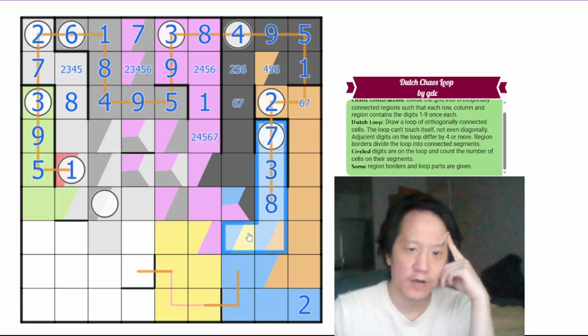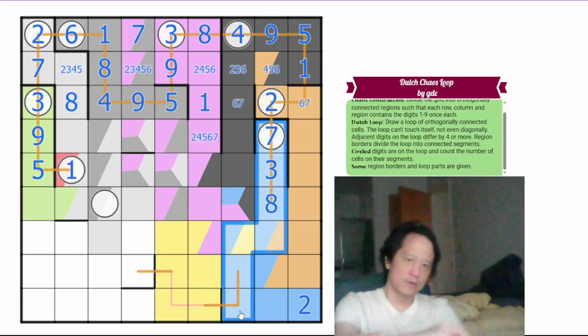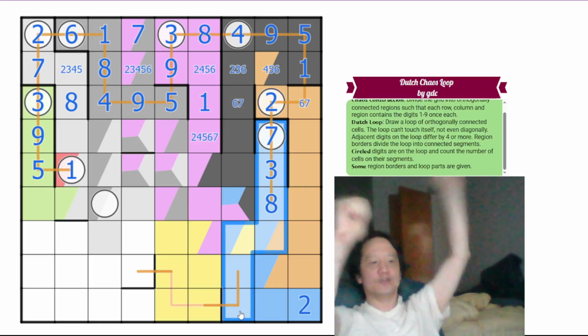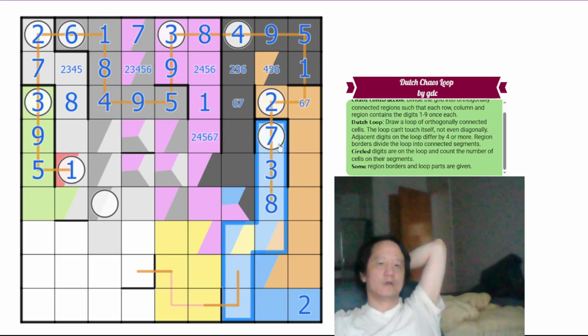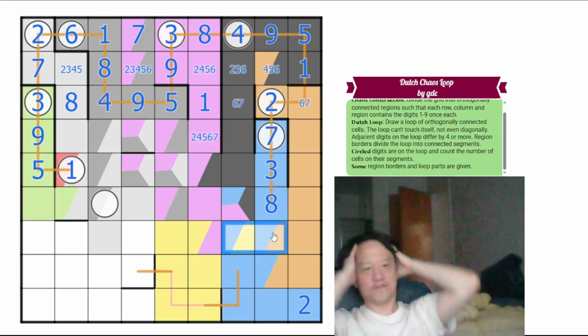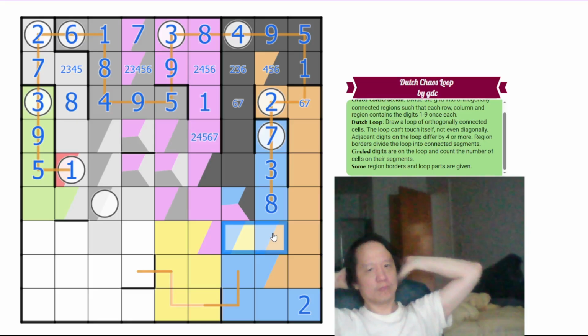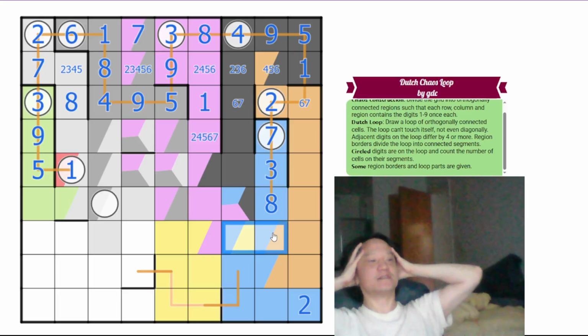We have to have how many digits on this loop? 7. Since there are 7, there is no 2. We have guaranteed 7, 8, 9. I think we have to have 1, 5, and 9 somewhere, right? Well, that's okay. It's either missing a 6.